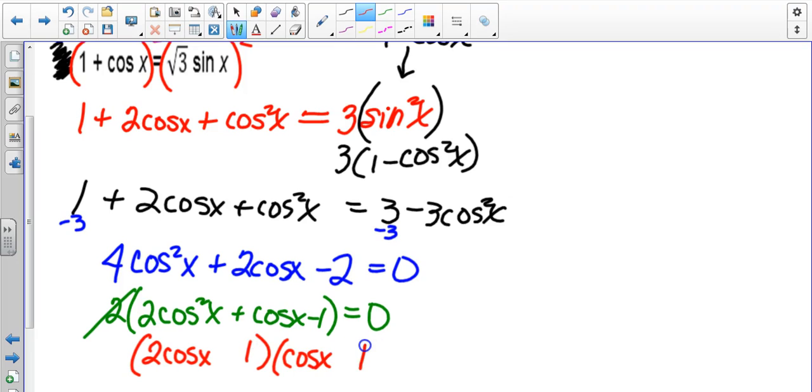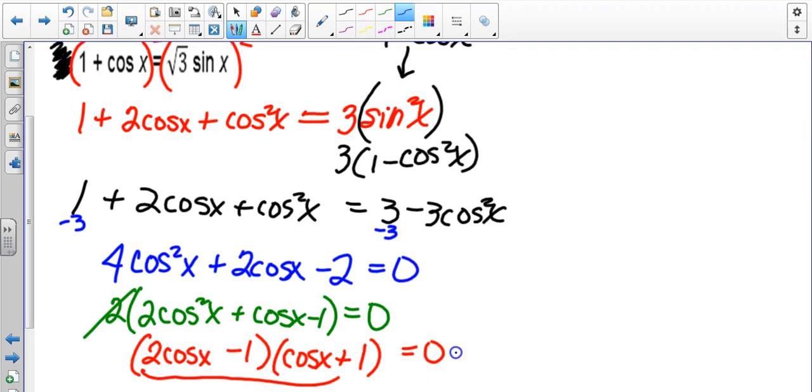Yeah, I always have to write it out. Okay, 2 cosine times cosine is 2 cosine squared. 1 times 1, I need it to be a negative 1. But I need a plus. I think I need a here so that when I multiply, I'll get a plus 2 cosine. Does that work? Minus 1.